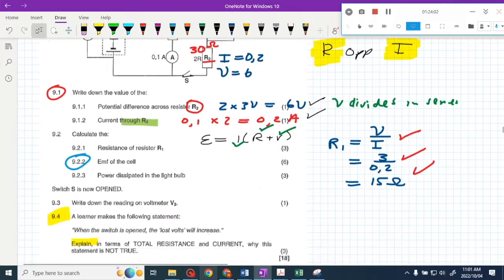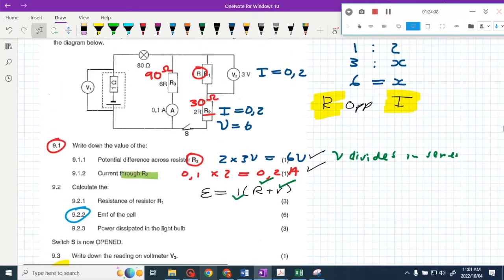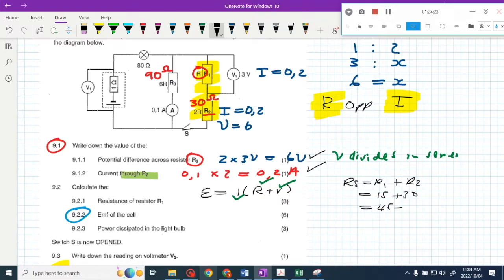Okay, so step number 1, we calculate the total resistance. To find the total resistance, first we're going to add these two together. So we're going to say Rs is equal to R1 plus R2. That is 15 plus 30, giving us 45. You do this first, no fancy manipulations. This entire thing is in parallel to R3.